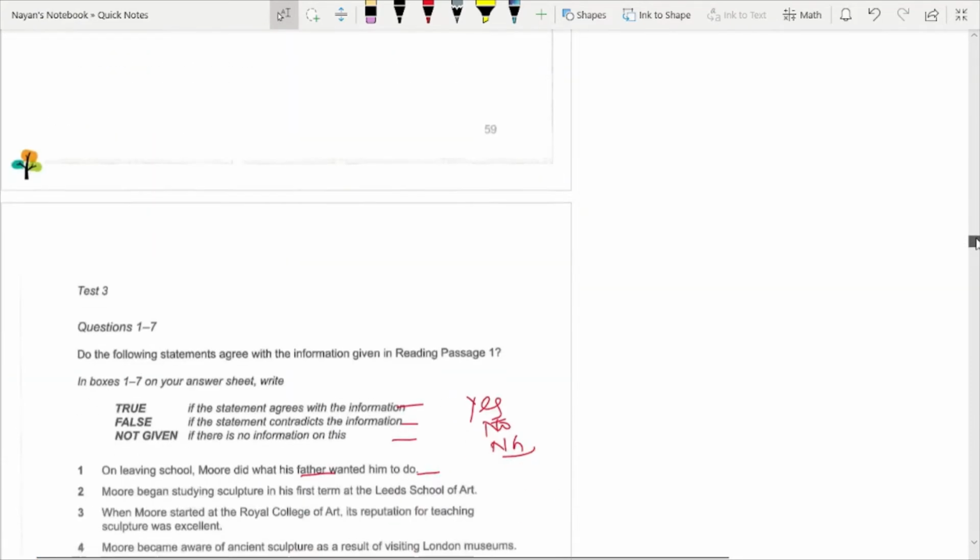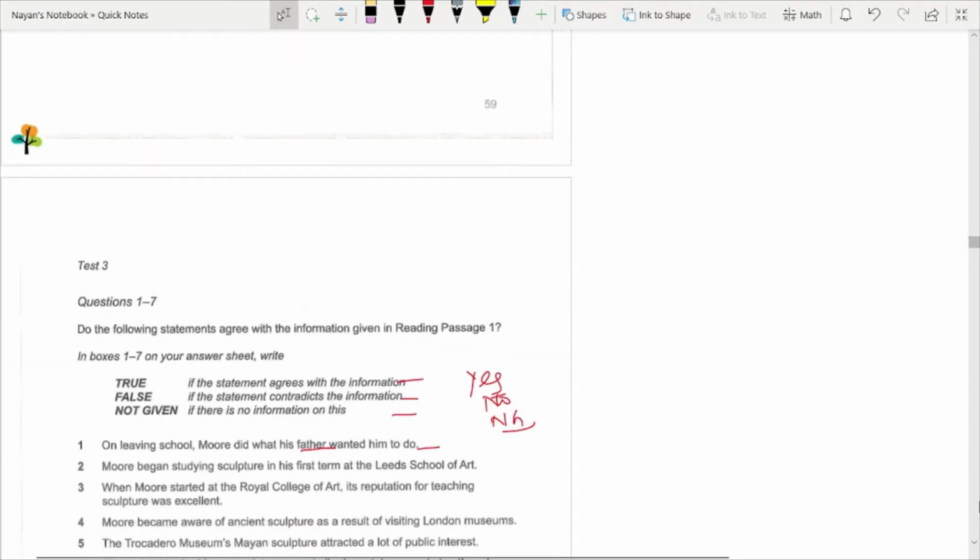So what will be the answer in this case? Exactly, it will be true. You can see maybe the same wordings are not there, but here it's very clear that he has done whatever his father wanted him to do. So the meaning is completely similar. There is no difference in the meaning. So the answer is going to be true in this case. Okay, now let's move to the second question.